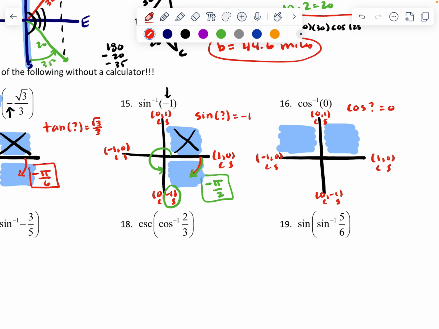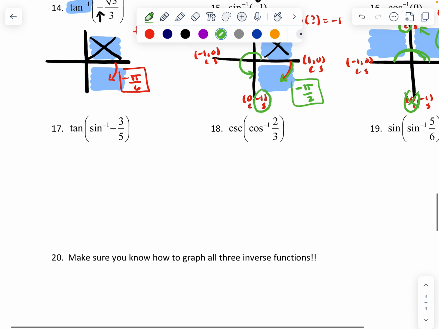So where is cosine equal to 0? Well, I see two places. I see up at pi over 2, and I see down here at 3 pi over 2. But you guys, I can only range from here to here, so my only answer is going to be this one up there, which is at pi over 2. Okay? All right, let's look at number 17.